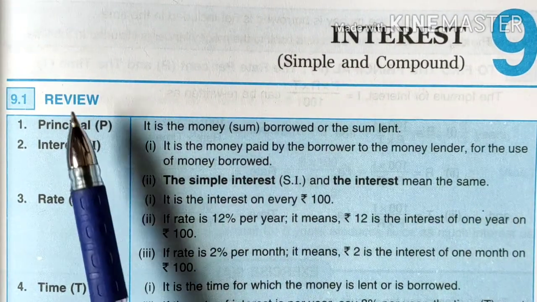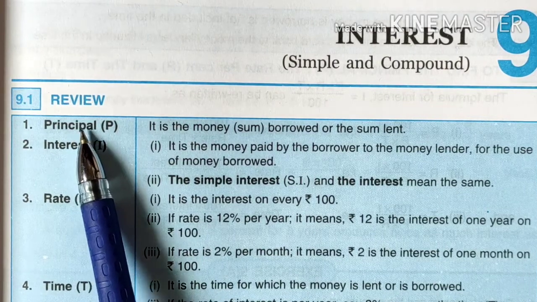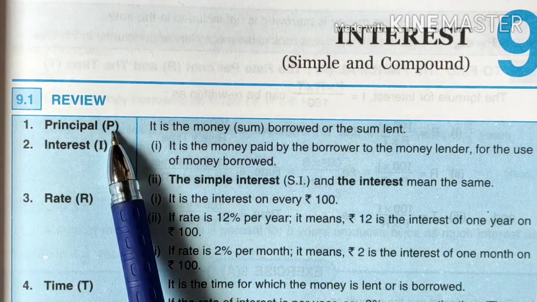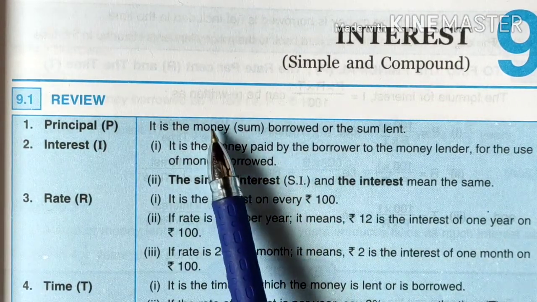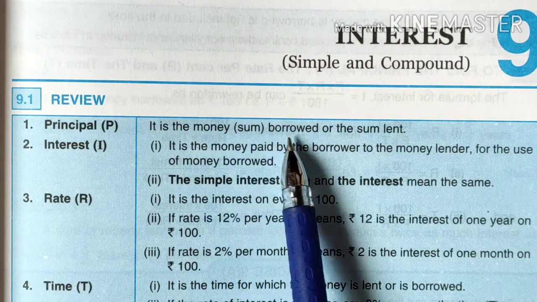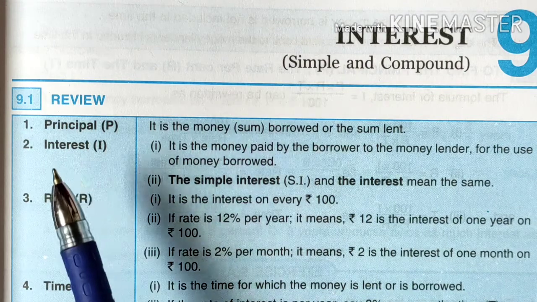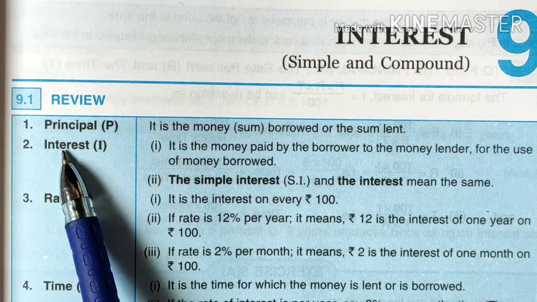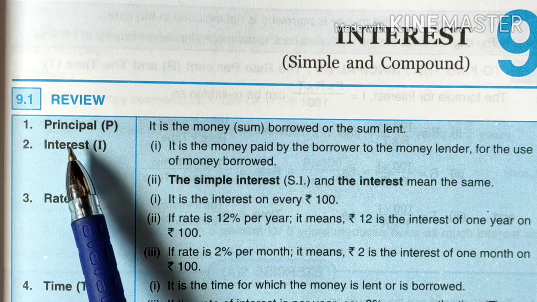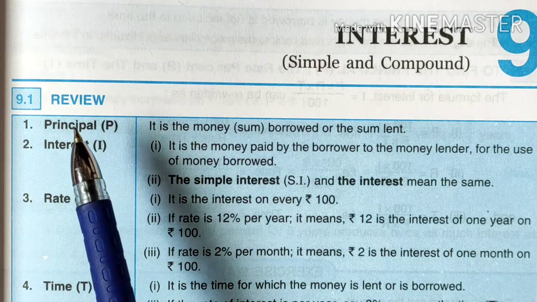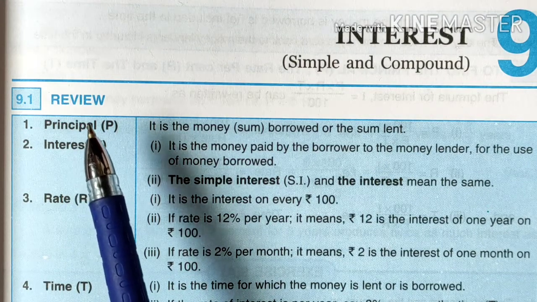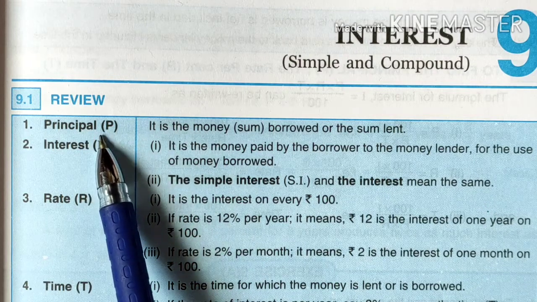Okay, the first term, principal, the symbol is capital P. It is the money, or we can say the sum borrowed or the sum lent. For example, suppose we have taken some amount as a loan from the bank, so that loan amount is called the principal.